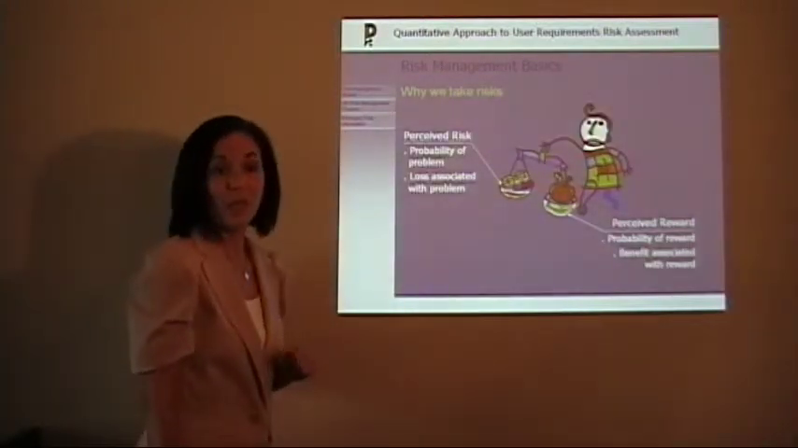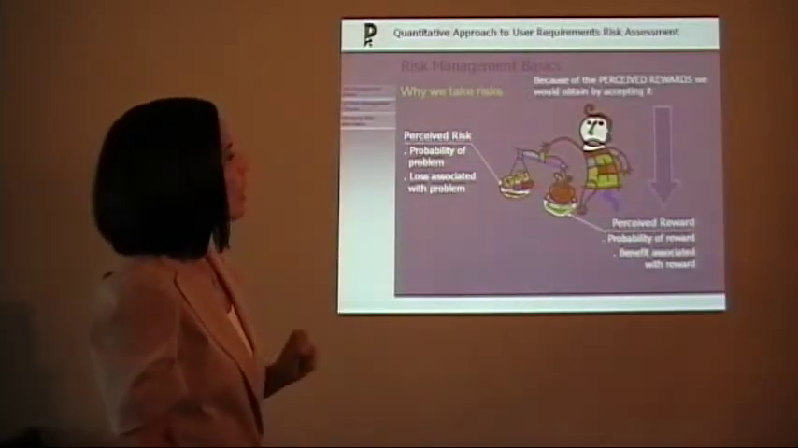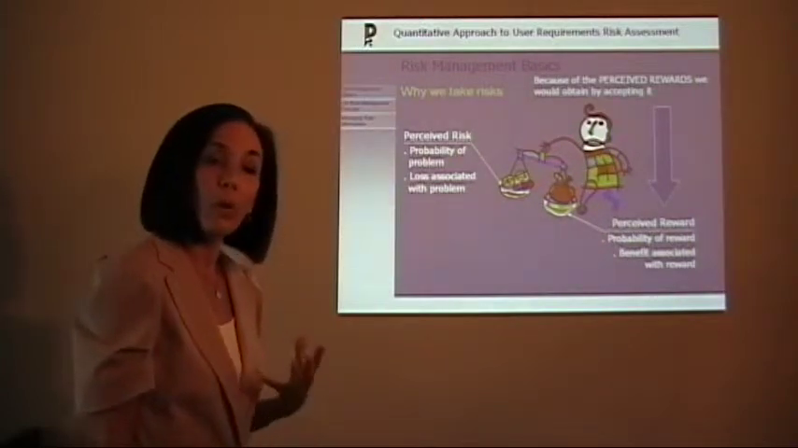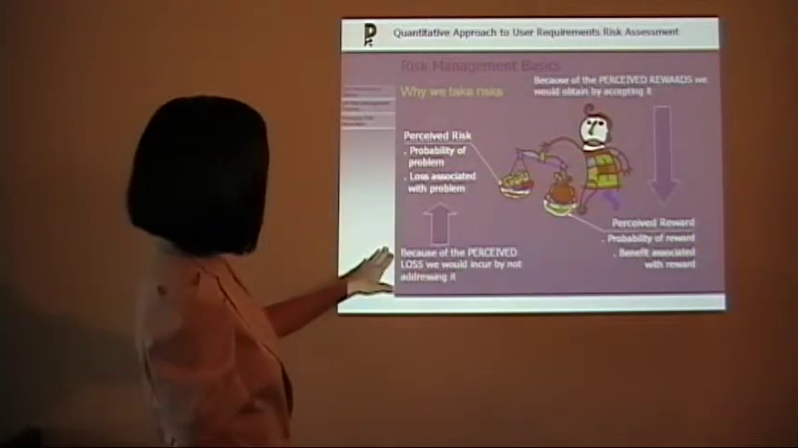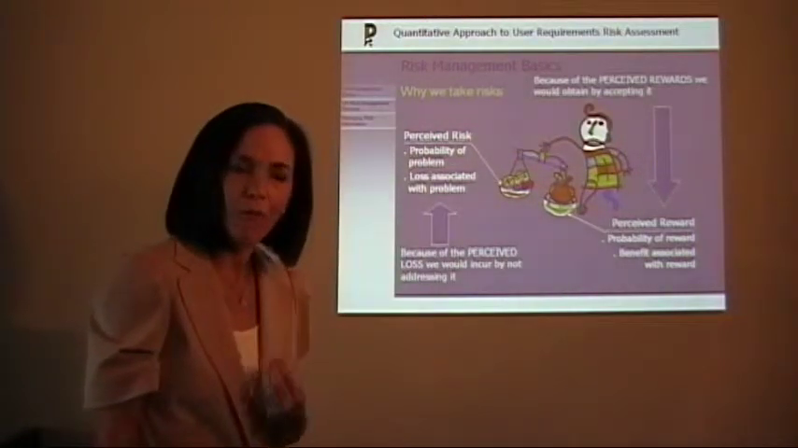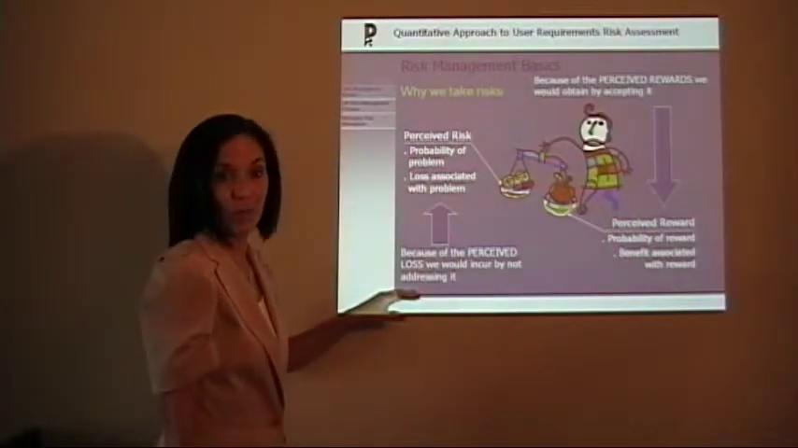Why then do we take risks? Well, we take risks first because of the rewards we perceive that we would obtain by accepting those risks. And second, because of the losses we perceive we would incur by not addressing those risks.